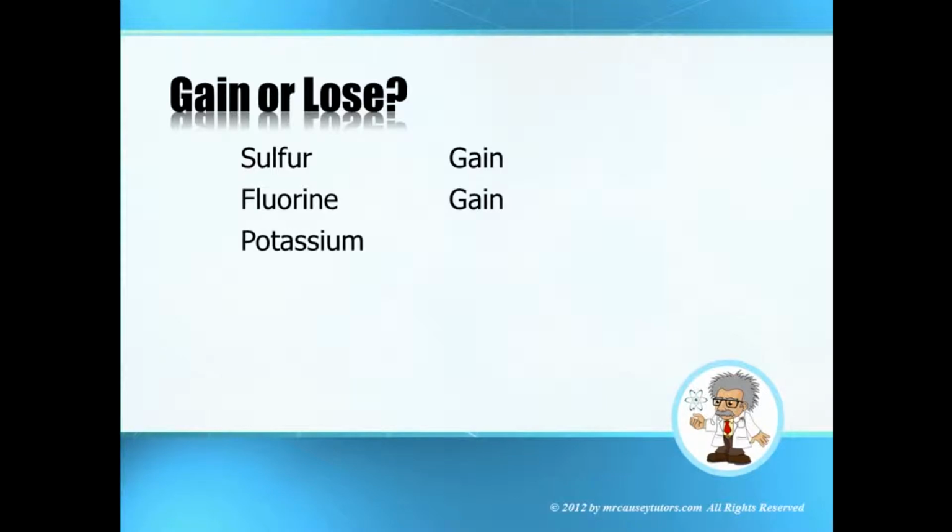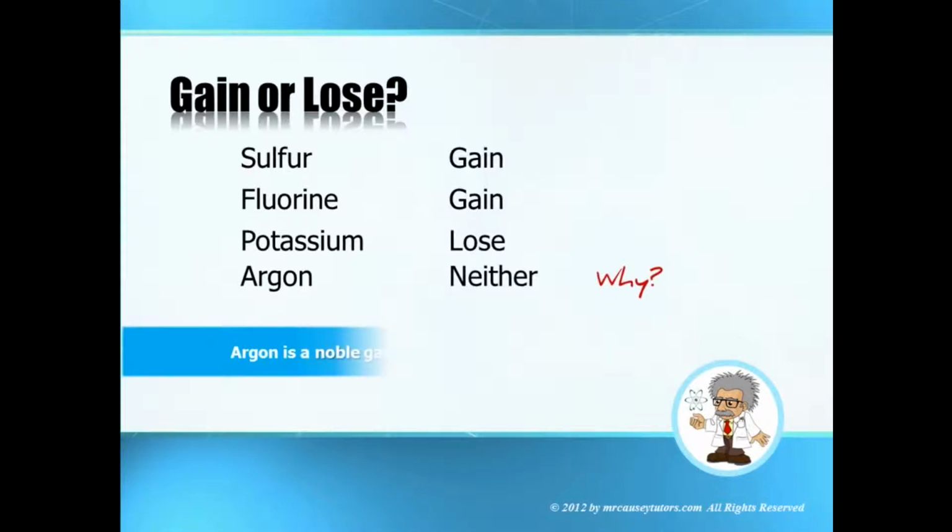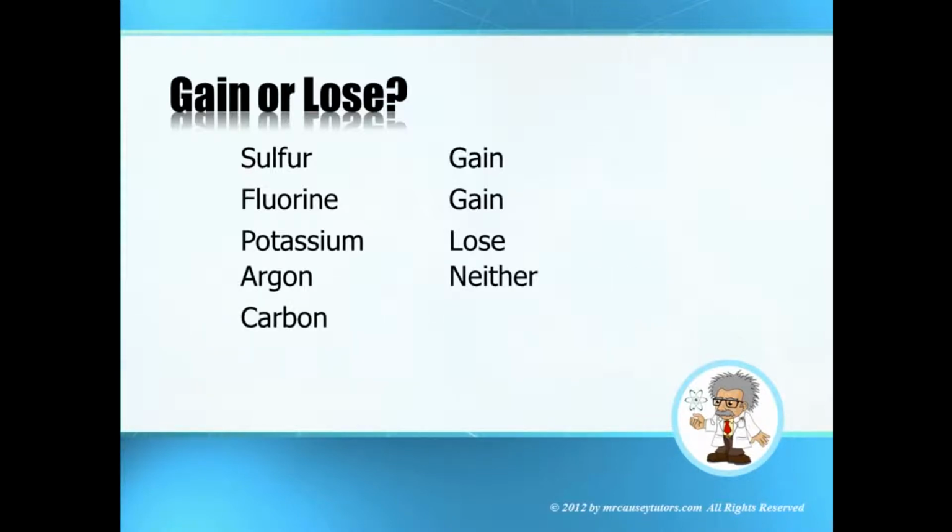Potassium, gain or lose? Well, it's number 19. Look at it there on the left-hand side. It's going to be easier to lose 1 than to gain 7. Argon, neither. Why? Because argon is a noble gas, right? Carbon, it could go both ways. With carbon, it could gain 4, it could lose 4. It depends on what it's bonding with.